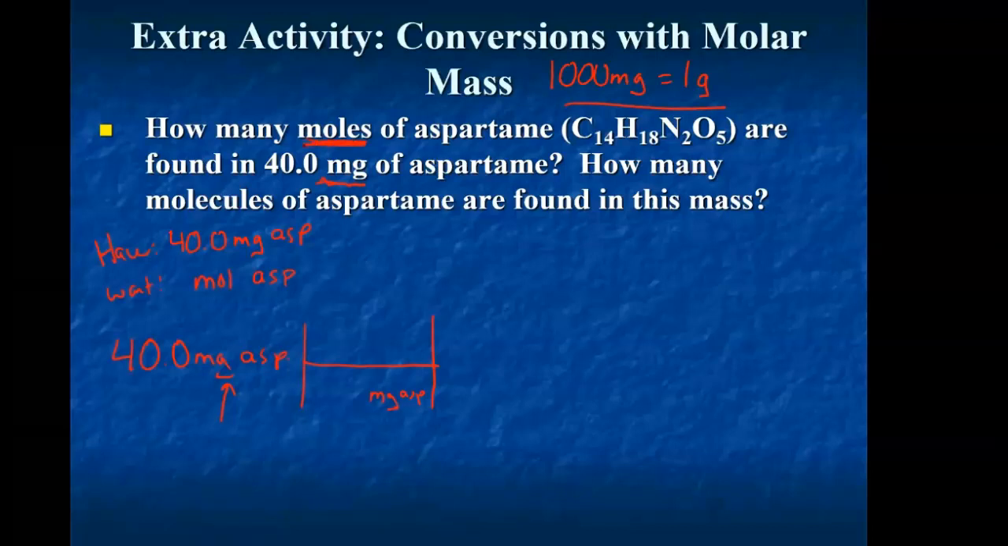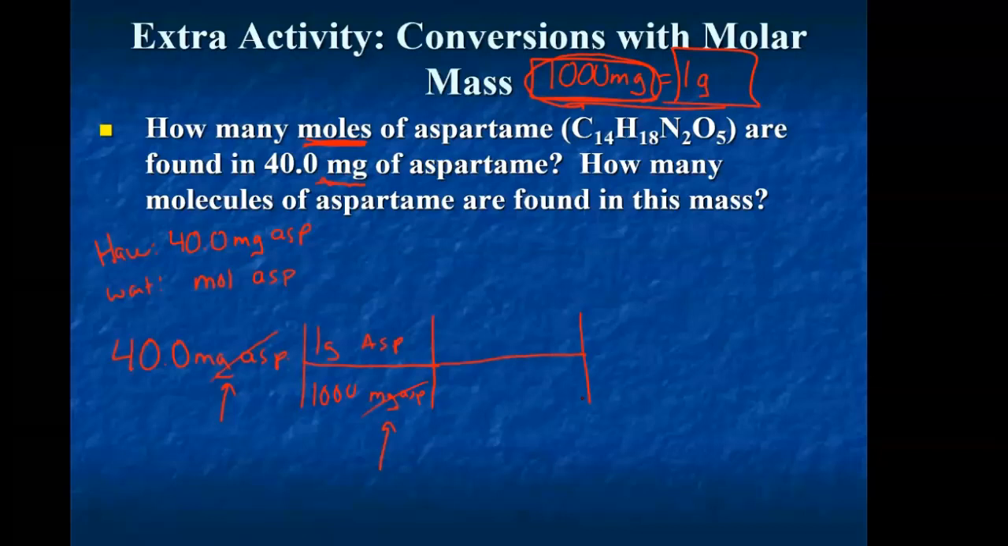Well, the only way we can go to moles is using grams or molecules. Milligrams is not part of that at all. So we have to get rid of these milligrams. So I'm going to put this one on the bottom because it matches with the unit. This whole piece will go on the bottom and the other piece will go on the top: 1 gram of aspartame. Cancel, cancel. Now we can go to moles. In 1 mole.